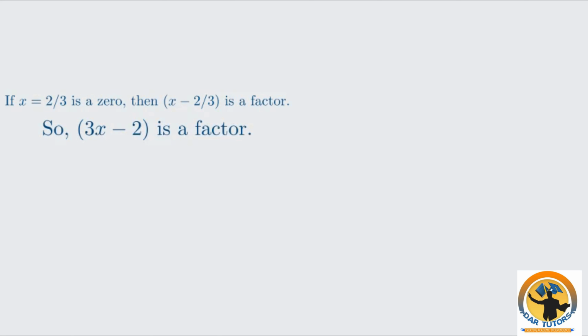Now we can write the polynomial as a product of this linear factor and a quadratic factor. We can find the coefficients of the quadratic factor x squared plus ax minus 1 by equating coefficients.